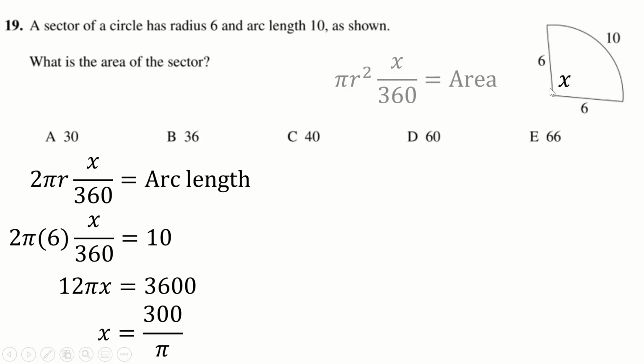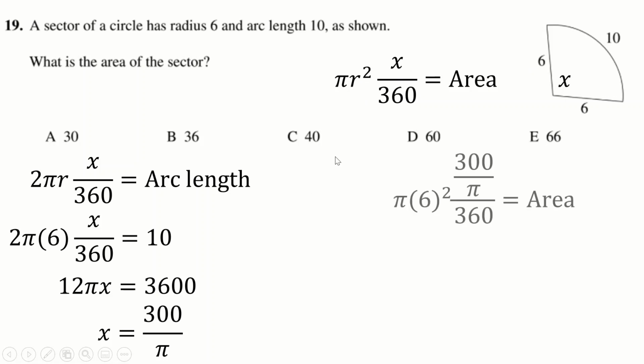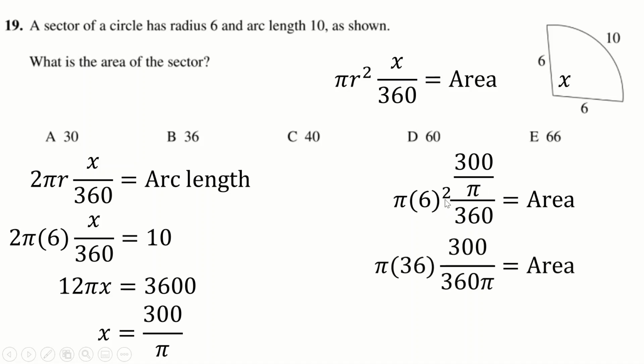The area of a sector is pi r squared times angle over 360. Now we have r and we have x, so let's put those things in. When you have this over this over this, the pi kind of goes down to there. Of course, 6 divided by 36. These pi's will cancel. 36 divided by 360 is a tenth, and then 300 over 10 is 30. And we get our answer.